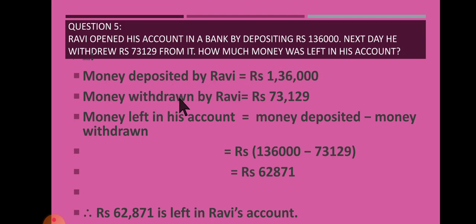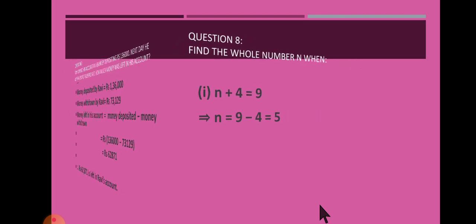So money deposited by Ravi: 1,36,000. Money withdrawn by Ravi: 73,129. Money left in his account, we will subtract the starting amount and the taken out amount. So 1,36,000 minus 73,129, we will get 62,871. So at last 62,871 is left in Ravi's account. Let's see our next question.